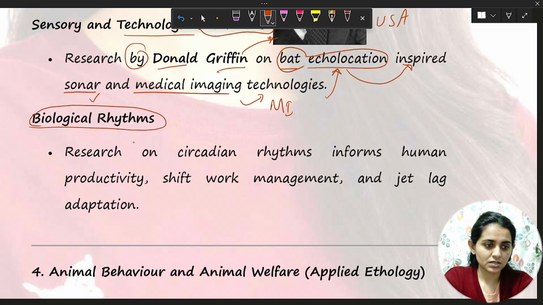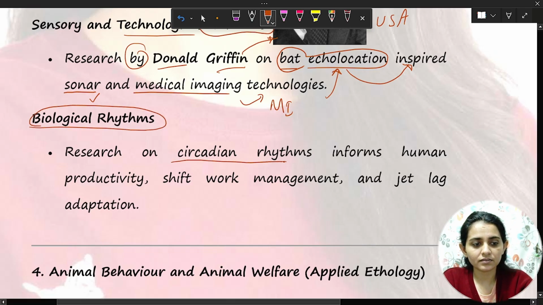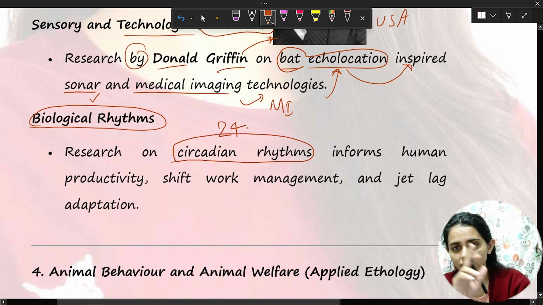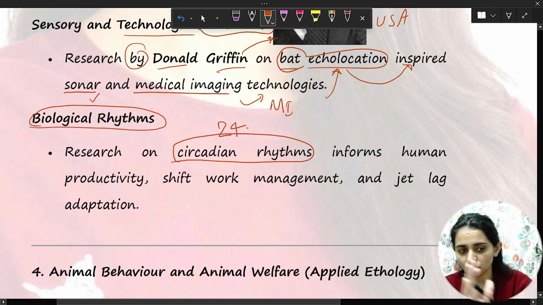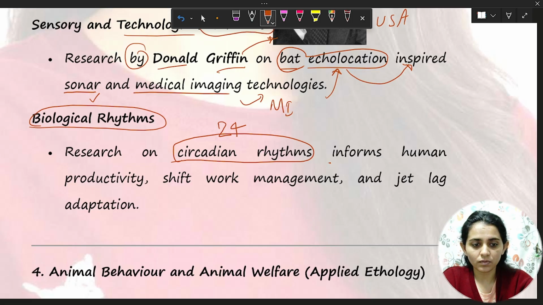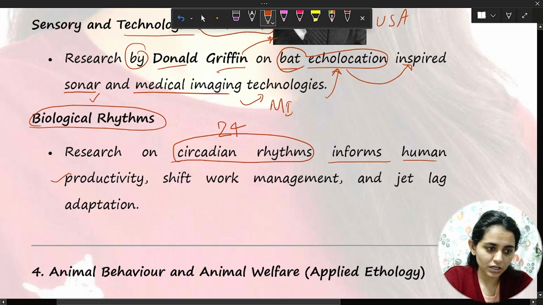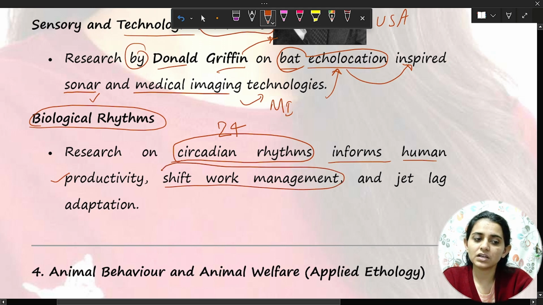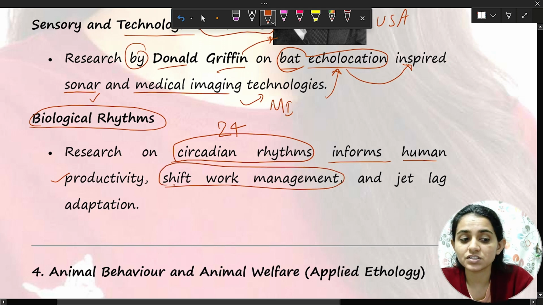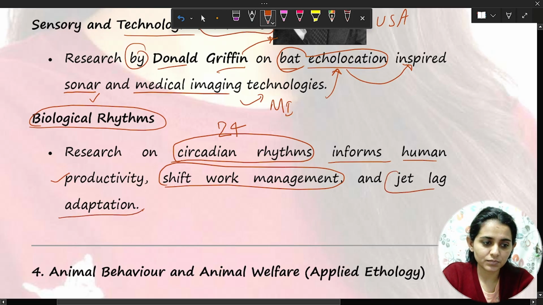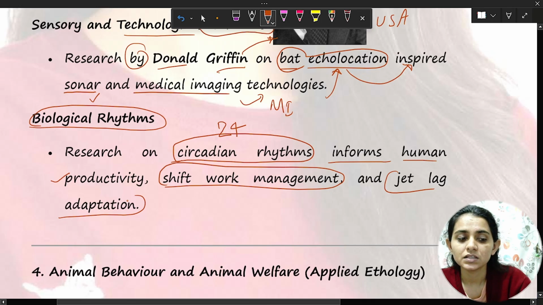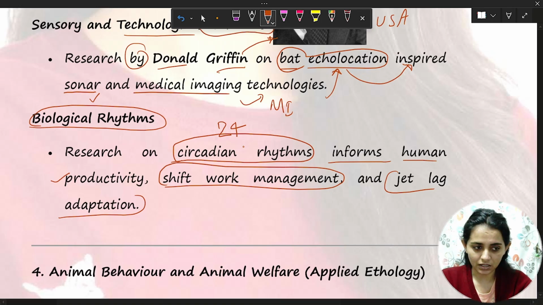Biological rhythms. Biological rhythm, like circadian rhythm, means how the body works in 24 hours and at a specific time of the 24 hours. This will inform human reproduction, how humans reproduce. Shift work management, how we can manage our shift work. And jet lag adaptation, how animals can adapt to jet lag.